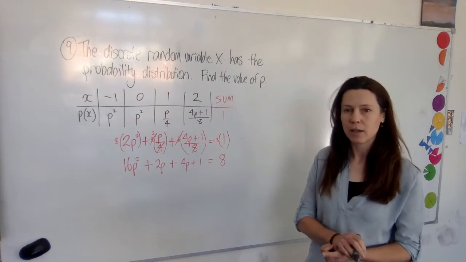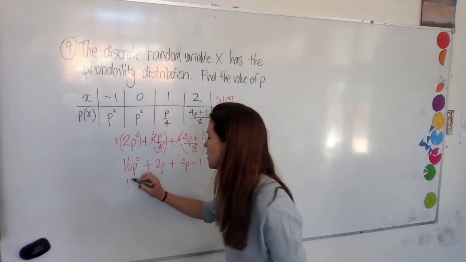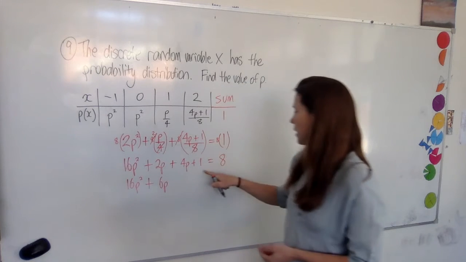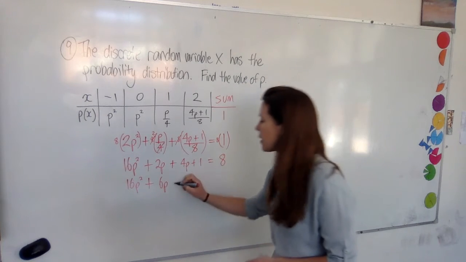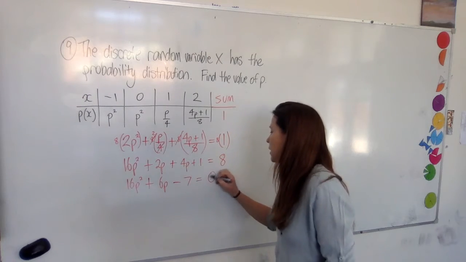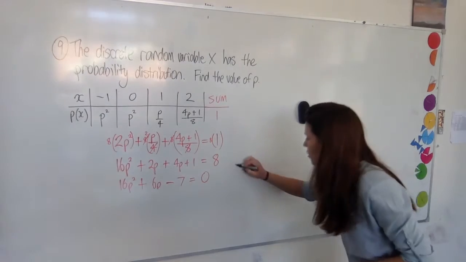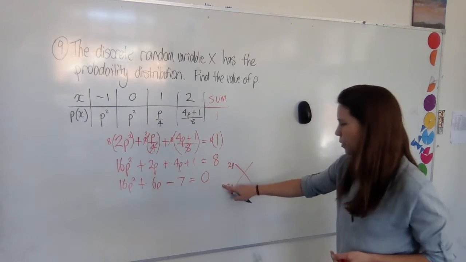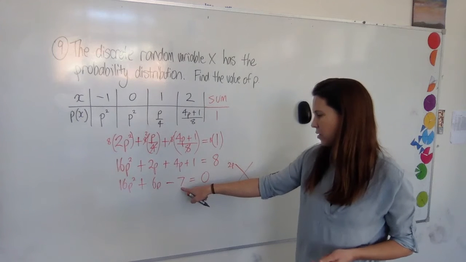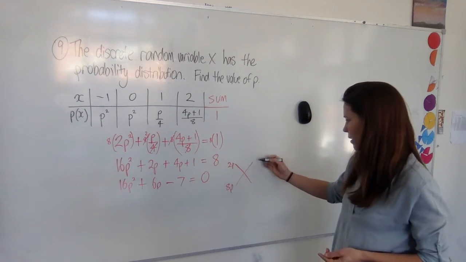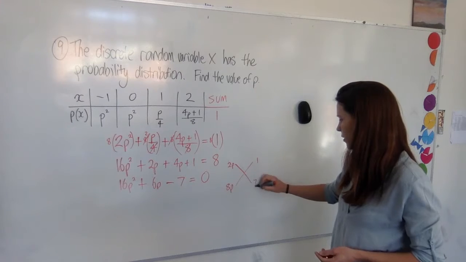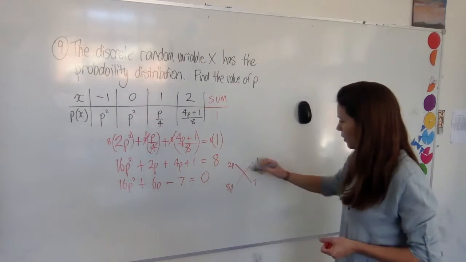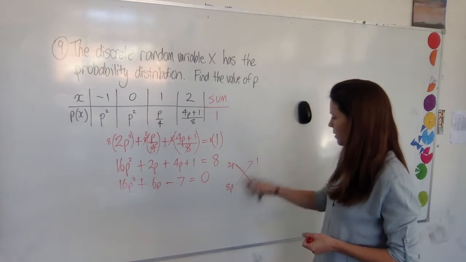Now I just need to gather things up. I've still got 16p squared, 2p plus 4p is 6p, and if I subtract 8 from both sides, it's going to give me minus 7 equals 0. So using the cross method, which is my preferred way of doing this, I'm going to try 2p and 8p, and I need factors of minus 7, and I'm trying to build 6. So if I put the 1 here and 7 here, that gives me 14p and 8p, and I can build 6 with that by doing 14 minus 8.